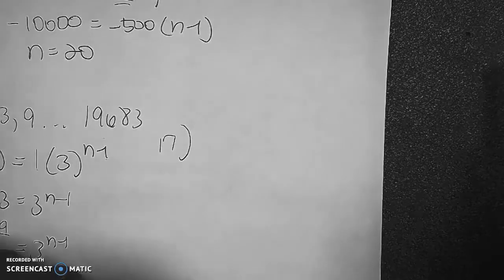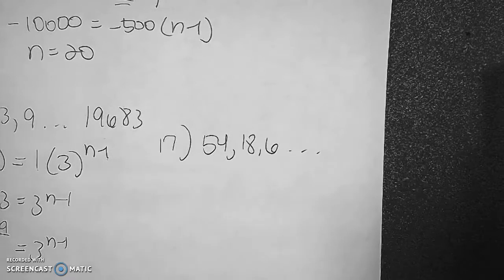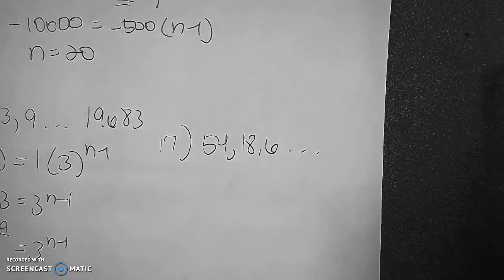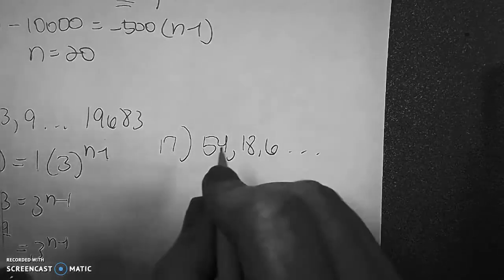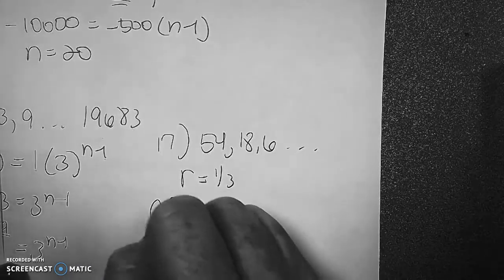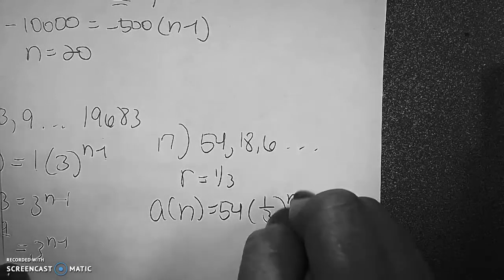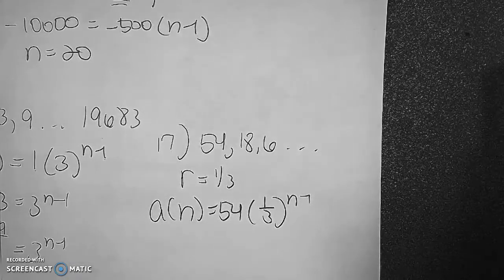And then let's look at 17. So 17 gives us a geometric sequence, and says write the formula. Well, I can see here that r is 1/3. So a sub n will equal 54 times 1/3 to the n minus 1. There's your explicit formula.